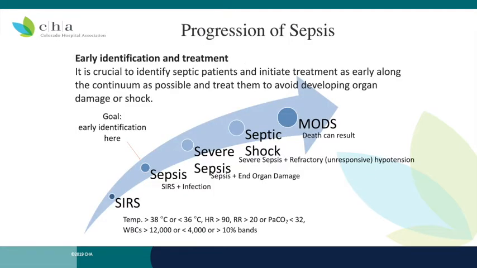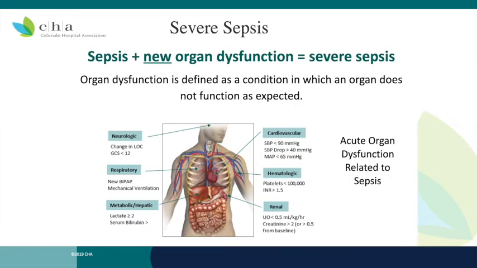Moving on from sepsis, we have severe sepsis. And severe sepsis is the presence of sepsis plus end organ damage. So some of the things that we can assess for end organ damage is a decrease in mental status. So do they have a change in LOC or a Glasgow of less than 12 without any explainable causes? Another thing would be a drop in their blood pressure. Is their systolic less than 90, or did they have a drop of greater than 40 from their normal? Or if they have a mean arterial pressure less than 65.